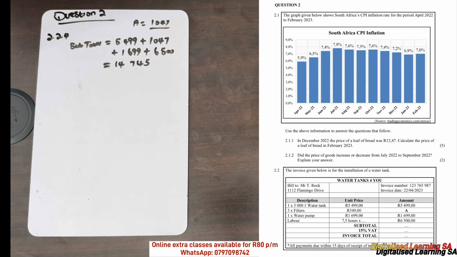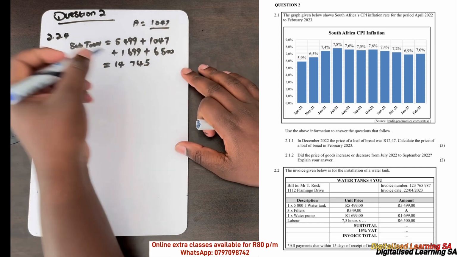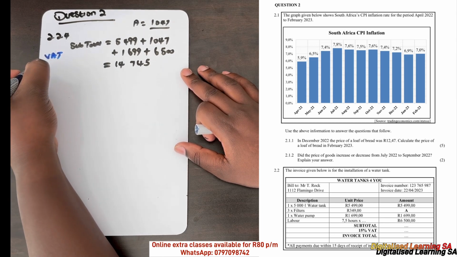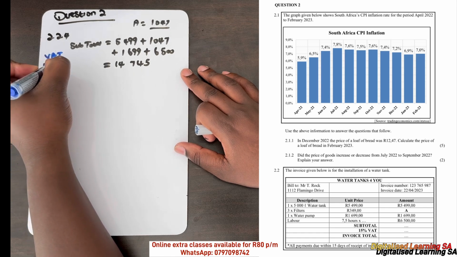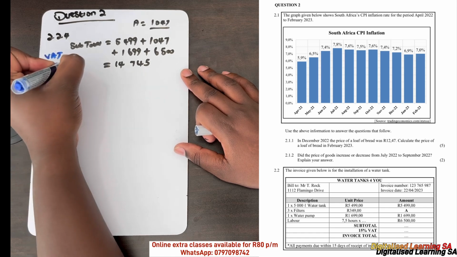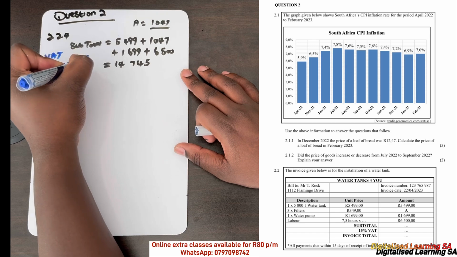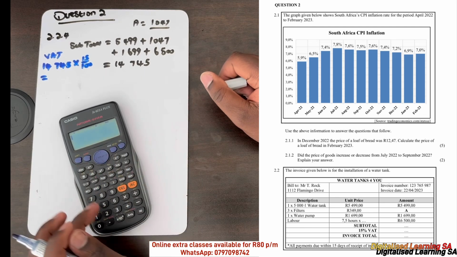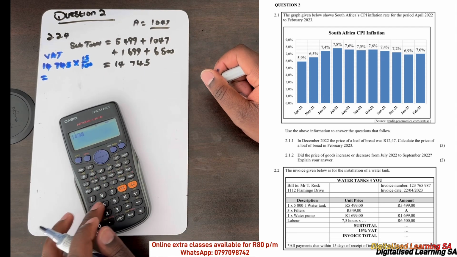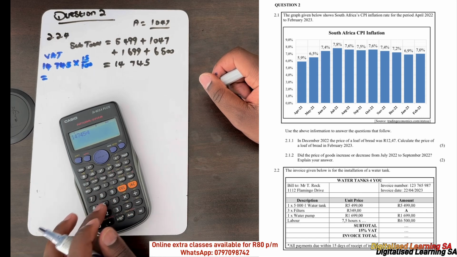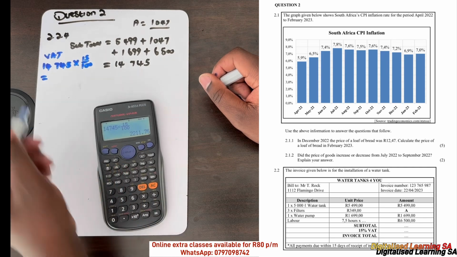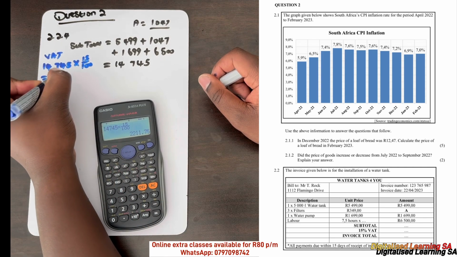So to calculate VAT, we can use our subtotal. So we just take our subtotal as it is. Right? So we take our subtotal, so it will be 14,745 multiplied by 15 divided by 100. So this will be our VAT amount. So our VAT will be 14,745 multiplied by 15 divided by 100, which will then be 2211.75. So this is VAT.